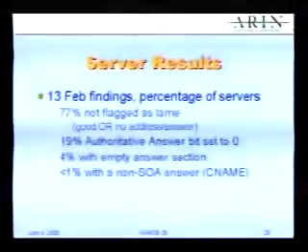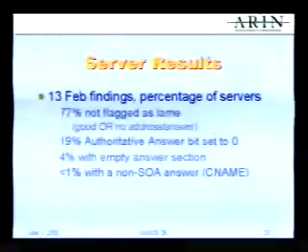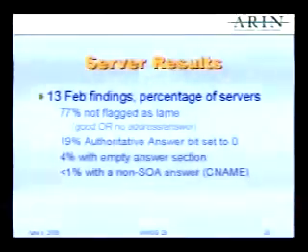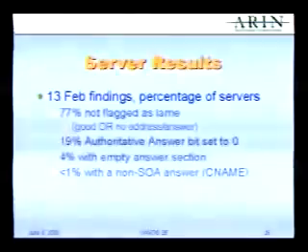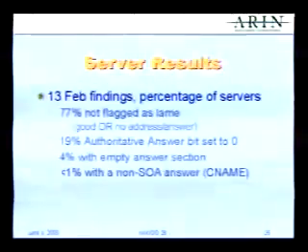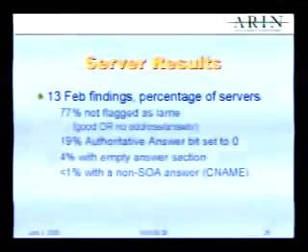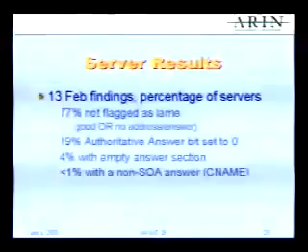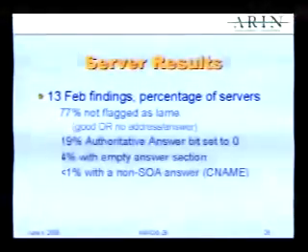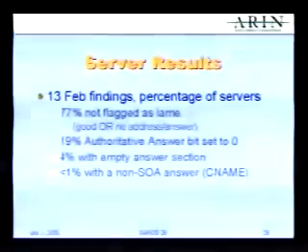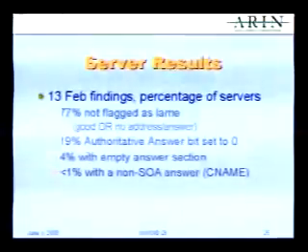Just to reinforce that we're talking about zones in the previous slide, this is some statistics about servers. When we're hitting servers in the test, we're looking at zone by zone information right now. And in the servers that we tested initially, 3/4 of them were not flagged as being lame. And that doesn't say that they were good. It just says that they did not come back with an answer saying that they were lame. And that's a big difference.